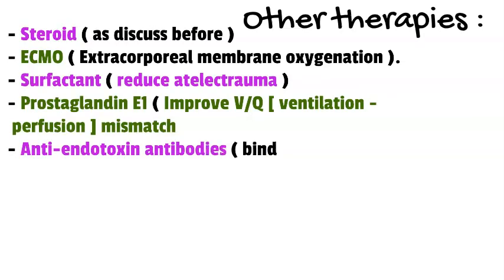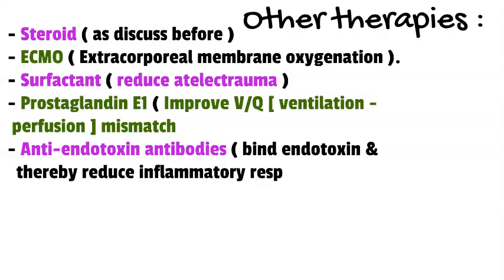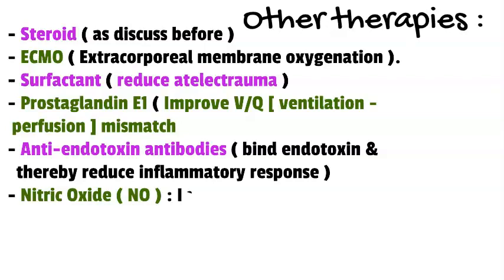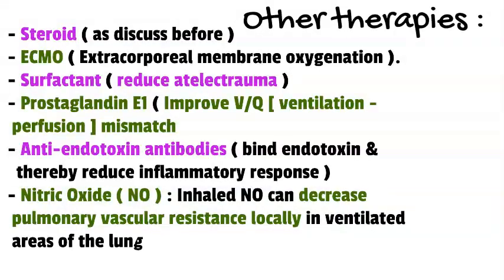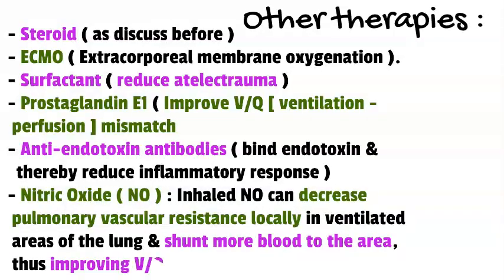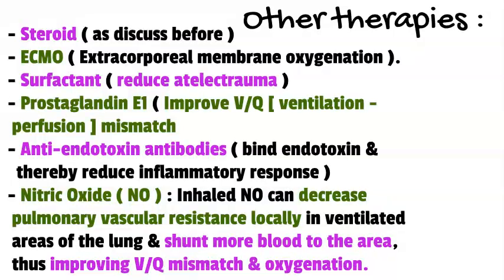anti-endotoxin antibodies, bind endotoxin and thereby reduce inflammatory response, nitric oxide NO. Inhaled nitric oxide can decrease the pulmonary vascular resistance locally in ventilated areas of the lung and shunt more blood to the area, thus improving the VQ mismatch and oxygenation.